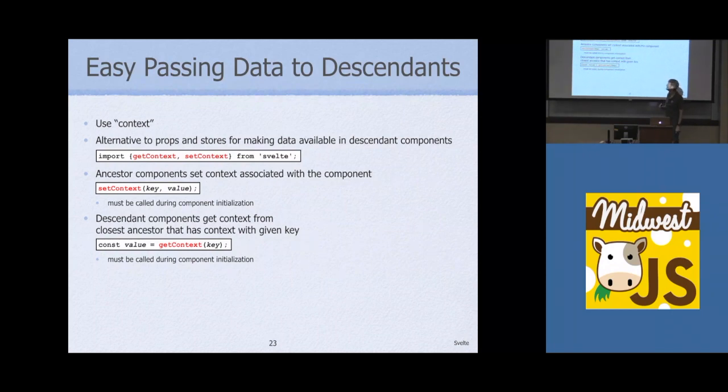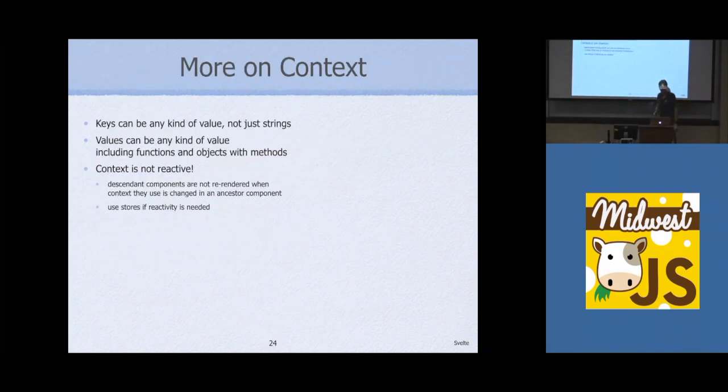And then in an ancestor, if I want to set some data, I call setContext, and I can give a name to this bit of data and then give it the value. And then down in a descendant, I call getContext, and I say, I'm looking for data with this name. And so it just looks upward until it finds it, and then gives me back the value.